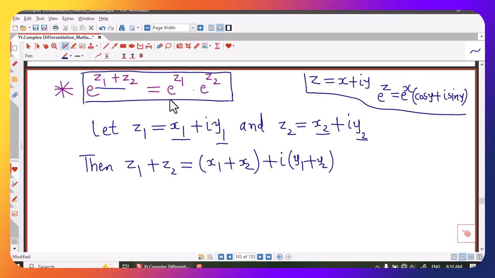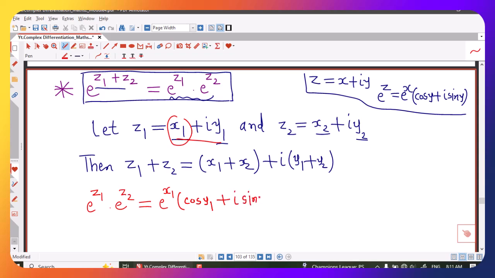So now we start with right hand side, and we will prove that multiplication of e raised to z1 and e raised to z2 is e raised to z1 plus z2. So we consider this e raised to z1 times e raised to z2. Now z1 is x1 plus i y1. So using this definition, e raised to z1 will be e raised to x1, that is real part of z1, and here we will write cosine of y1 plus i sin y1.